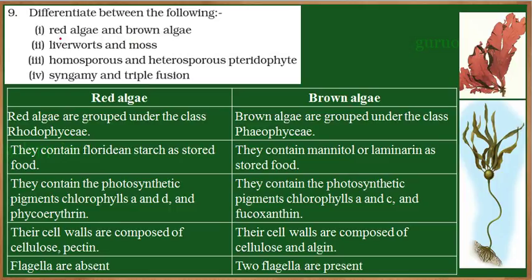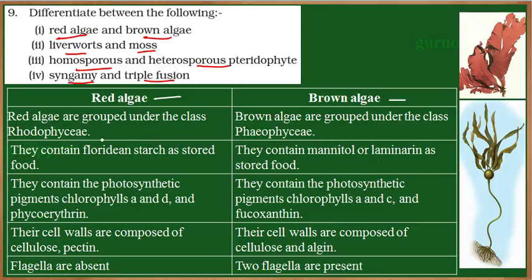Differentiate between the following: red algae, brown algae, liverworts and mosses, homosporophyll, heterosporophyll, syngamy and triple fusion. Let us find the difference between the following. So first one is red algae and brown algae. Now, there are three different types of algae, that is red, green and brown. So now let's learn the difference between red and brown algae.